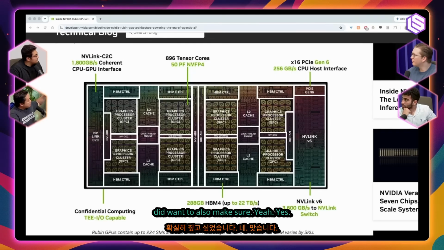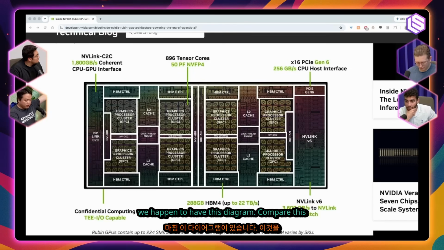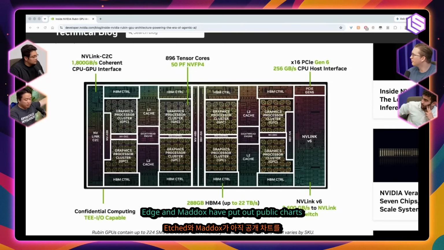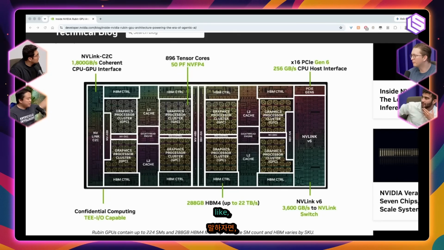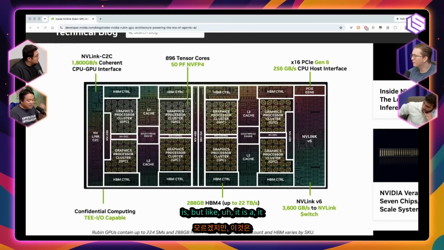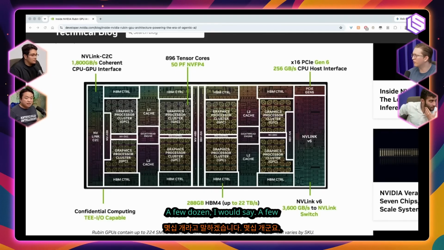I did want to also make sure, yes, actually, we happen to have this diagram. Compare this versus any Cerebras diagram, right? I don't think Etched and MatX have put out public charts yet, but the real estate is very different. The size is very different, right? This is not wafer scale. There's probably like, I don't know, a few hundred of these on a wafer. I don't know how big the comparison is, but it is a very real estate allocation difference. Few dozen, I would say.